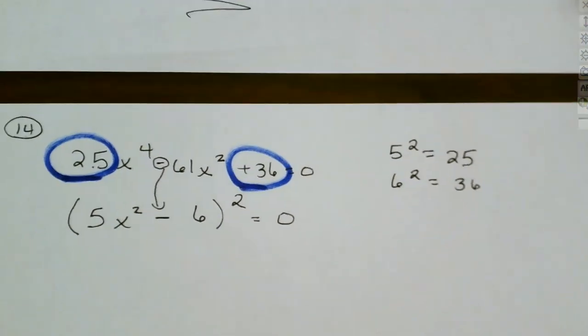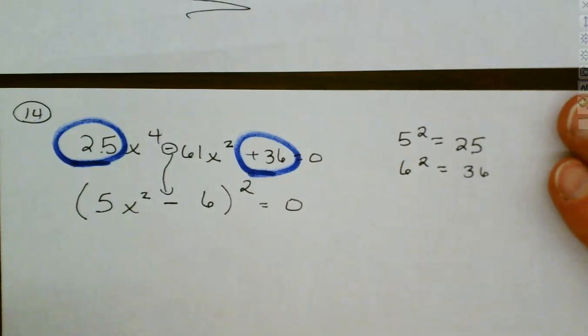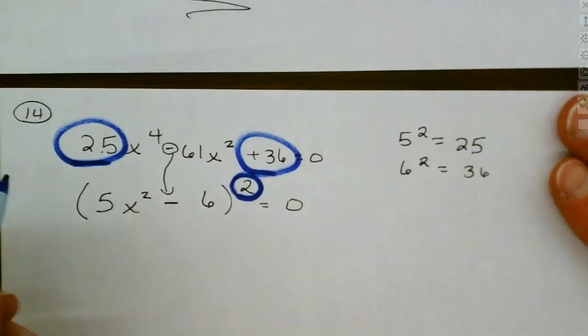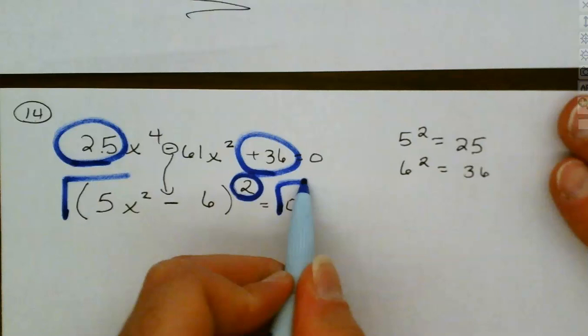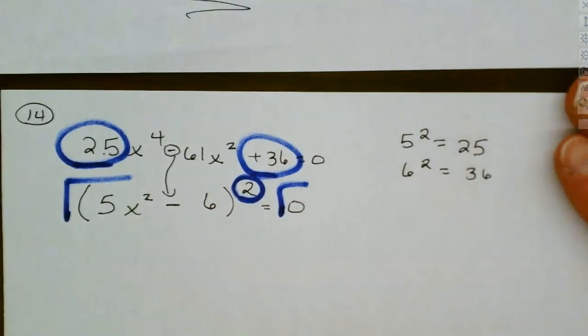So always check for perfect squares. If your ends are perfect squares, it's a perfect square trinomial. That's going to save you a lot of time. Now, how do I finish it? What would you use? What technique? How do I get rid of the square? Okay, square root. And the square root of 0 isn't signed at all, so it still stays at 0.